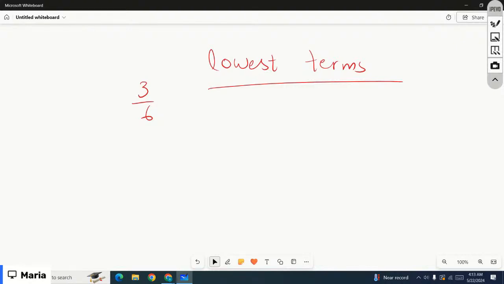You have to find the greatest common number that can divide both numerator and denominator. So which number can divide both numerator and denominator? 3 it is. So you have to divide both numerator and denominator by the greatest common number. So that is 1 over 2. So 3 by 6 in the lowest term is 1 over 2. Got it?